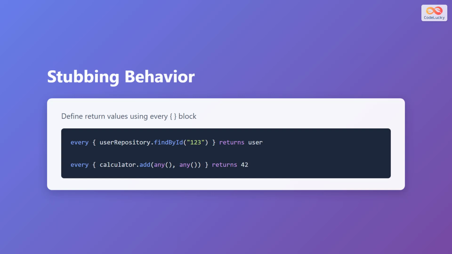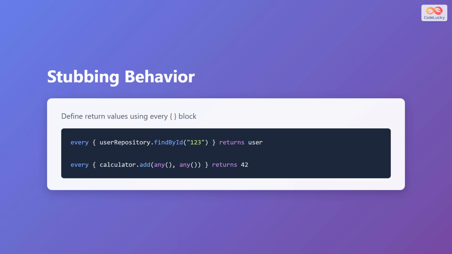Stubbing is how you define what a mock should return when its methods are called. In MockK, you use the every block to set up these behaviors. Inside the every block, you specify the method call you want to stub, and then use the returns keyword to define what value should be returned.